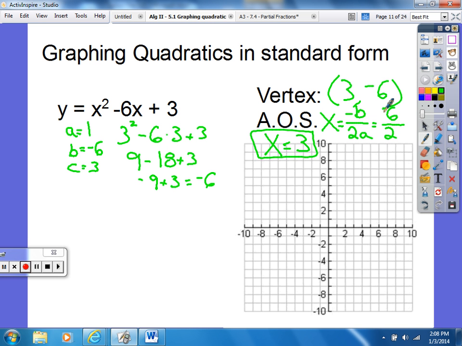Yep, x equals negative b over 2a. You mean, Corey, you already learned how to plug in a number before? Okay. All right, so we have a vertex. Go ahead and graph your vertex.